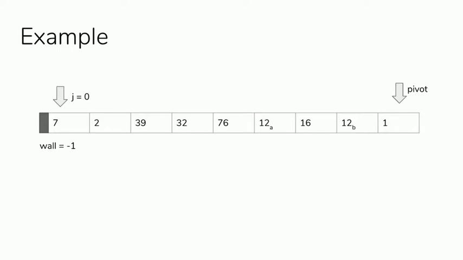So now let's start. As discussed earlier, all elements will be compared to the pivot, so we do that by moving up the array with j. Since 7 is greater than 1, we will increment j as 7 is already on the right of the wall. So we move on to 2. This goes on for 2 as well as all the elements up till 12b as j increments.